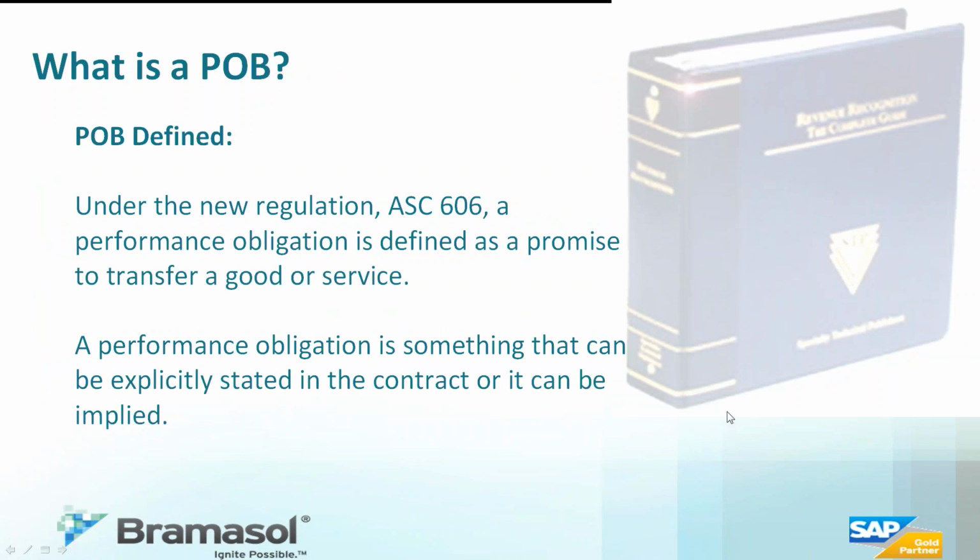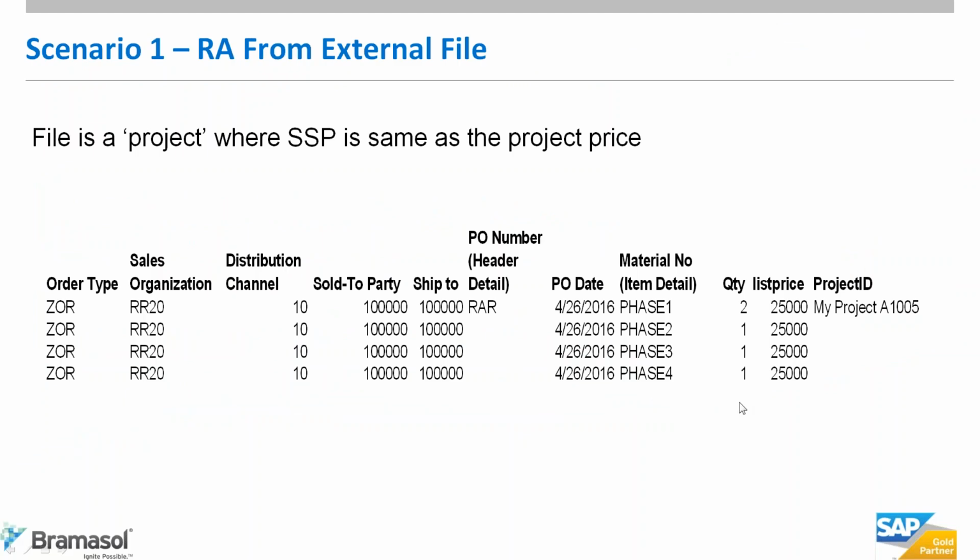Just again, what is a performance obligation? Remember, under ASC 606, it's something that can be explicitly stated in a contract or can be implied. So just FYI, when you see a POB, you know what they look like. So this is what we're bringing across today. So my file is a project where the standalone selling price is the same as the project price. So somebody might ask, what does that look like exactly? So let's just take a quick look.